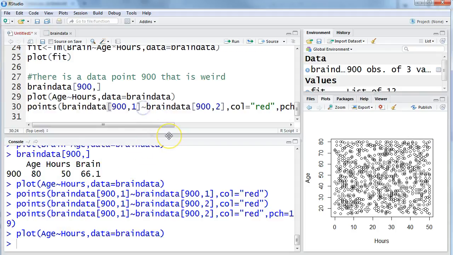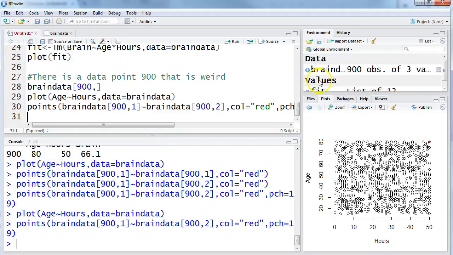And just to make sure that this is our data point 900, I'm going to color it red. And look, we've got a red dot right there. So that's what makes this influential. This is the oldest, hardest working person. And what kind of brain function should they have?